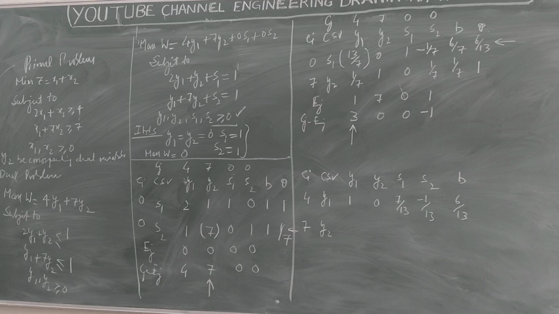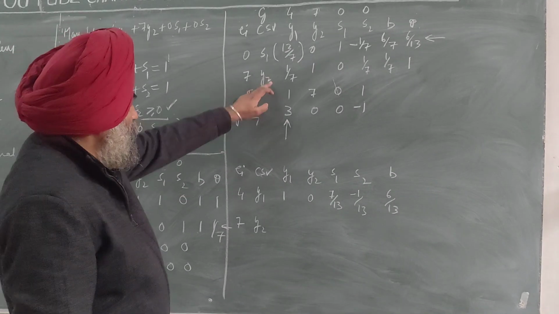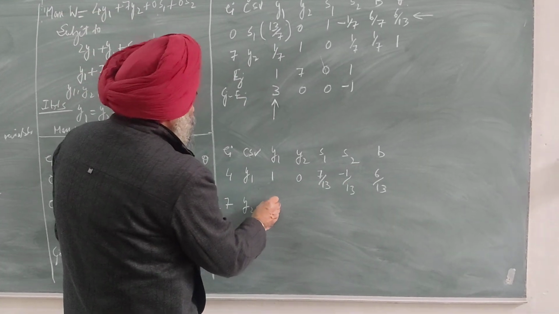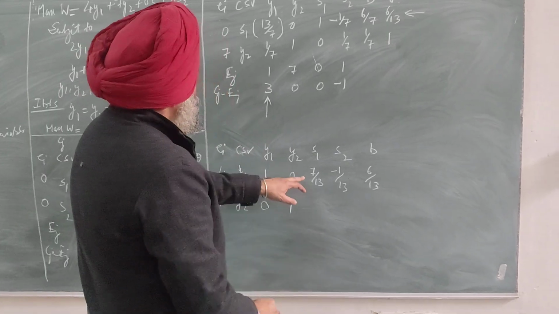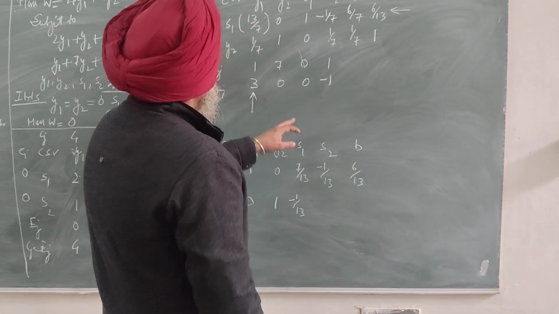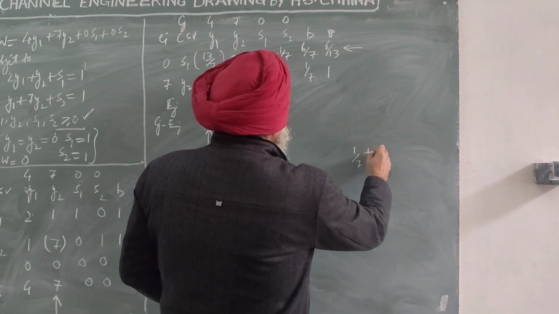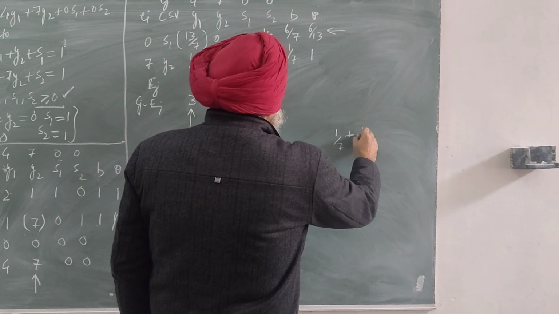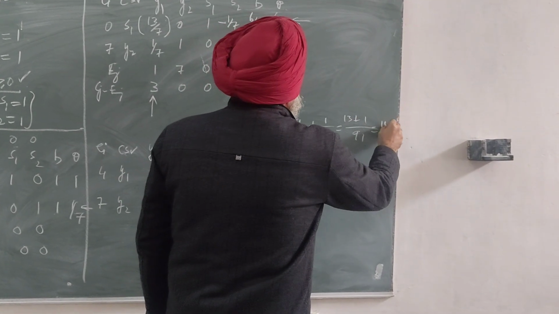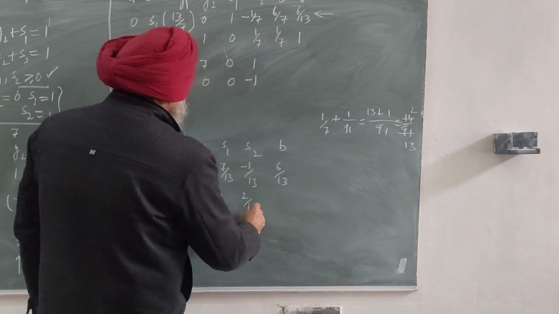So 1, 0, 7 by 13, minus 1 by 13, 6 by 13. Here it is 1 by 7, here it is 1. So divide the whole equation by 7. This is 0 here. This is 1 here. I divide by 7. This is minus 1 by 13. Clear? And here it is 1 by 7. Clear? Plus 7 by 1 by 91. So 91 is the LCM. This is 2 by 13.